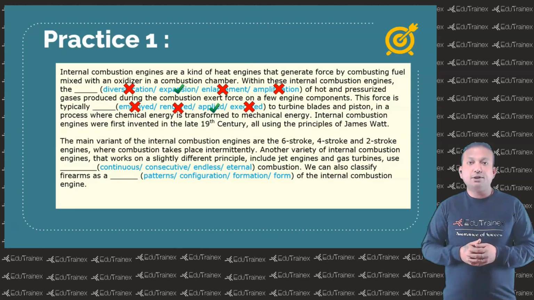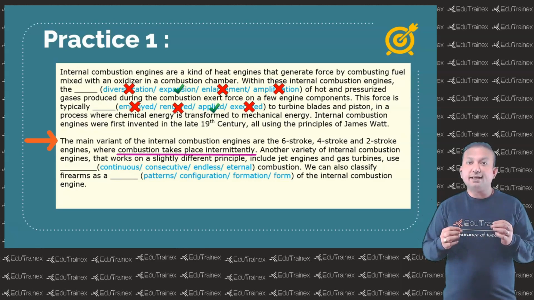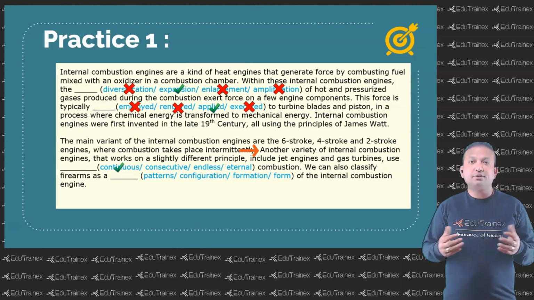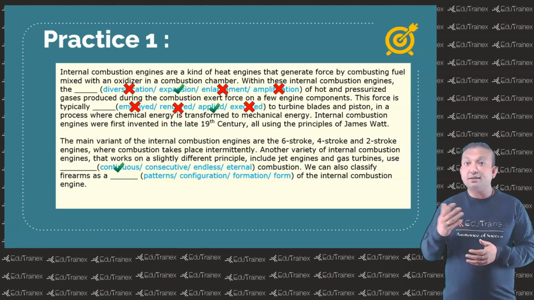For the third blank, we'll use the understanding of the context to solve it. See the first sentence of the second paragraph that talks about the combustion taking place intermittently, meaning that it is not continuous. The next sentence talks about a slightly different principle used in jet engines. So the correct answer will be continuous, as continuous is something contrasting of intermittent. So the first sentence of para 2 was talking about intermittent engines, which is not continuous, and this one is talking about something which is continuous. So continuous is the best answer here.